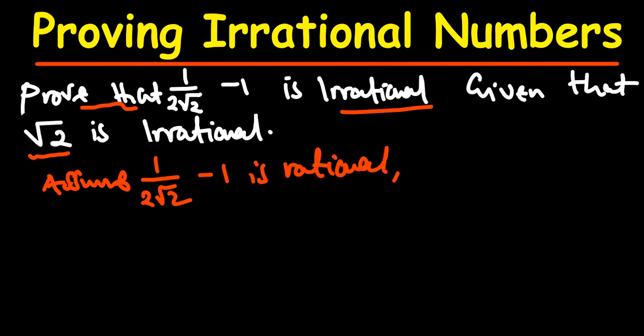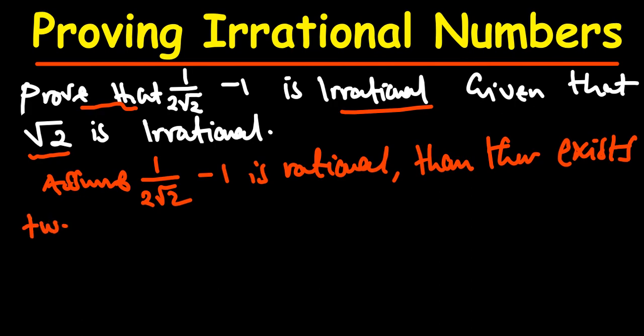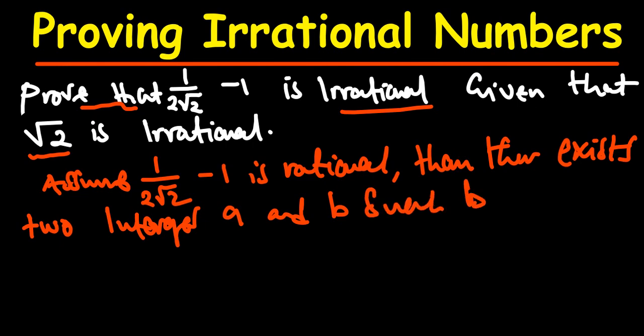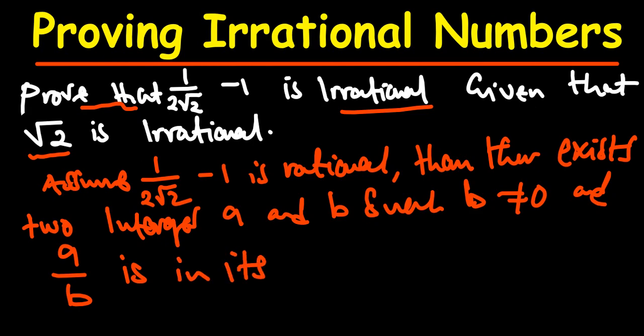Okay, then there exists two integers a and b such that b is not equal to 0 and a over b is in its lowest terms.